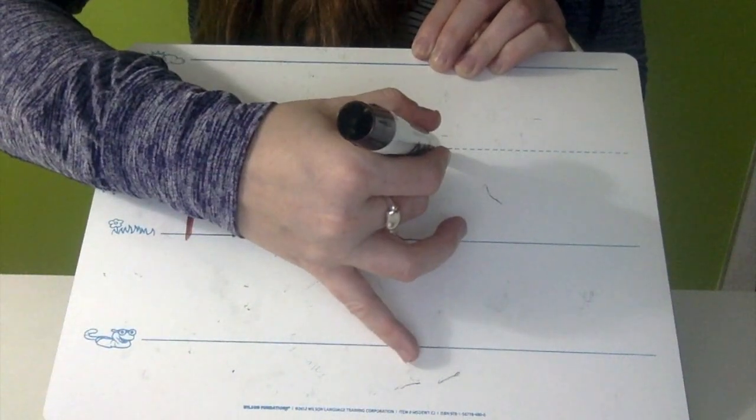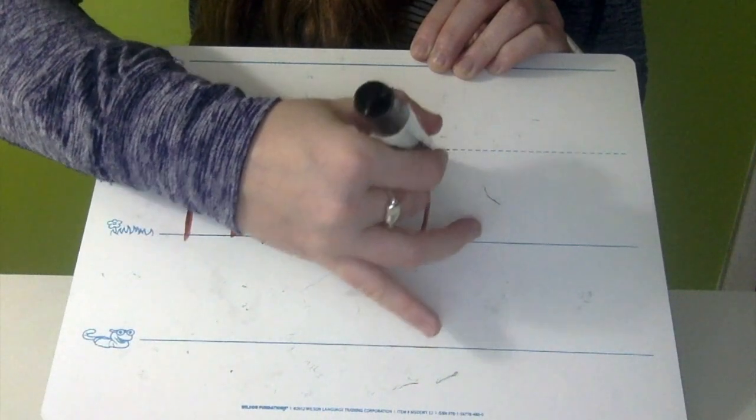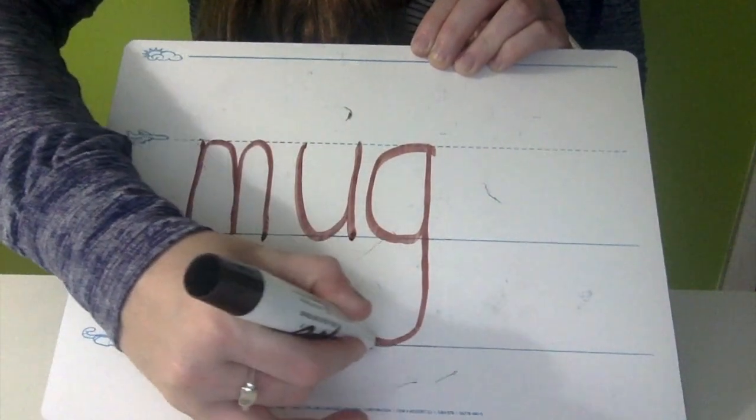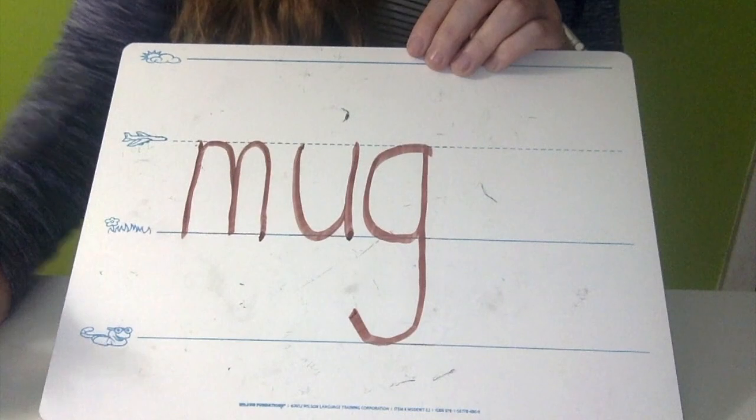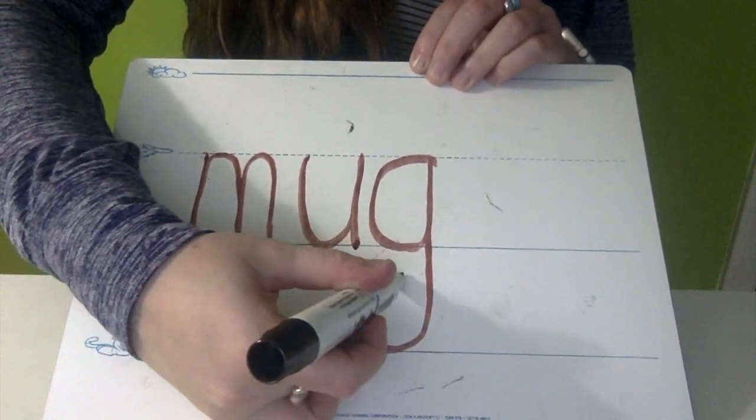G. Remember, G is a plain line round letter. It starts on the plain line, just like C. Mug. G. Mug. You wrote the word mug. Hooray!